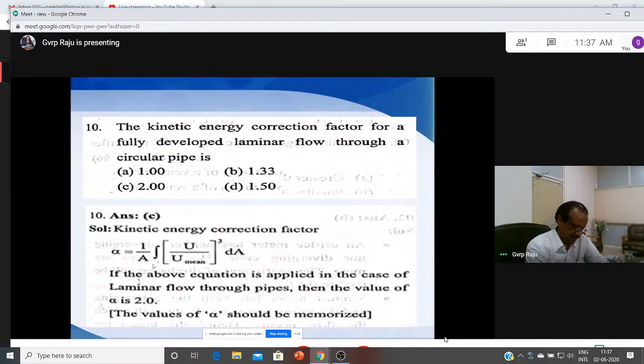10, C. So if you see here, the kinetic energy correction factor for a fully developed laminar flow through pipes. Instead of remembering the entire derivation, the kinetic energy correction factor value is 2. You can straight away remember this value and take the value of 2. So for 10, the answer is C.